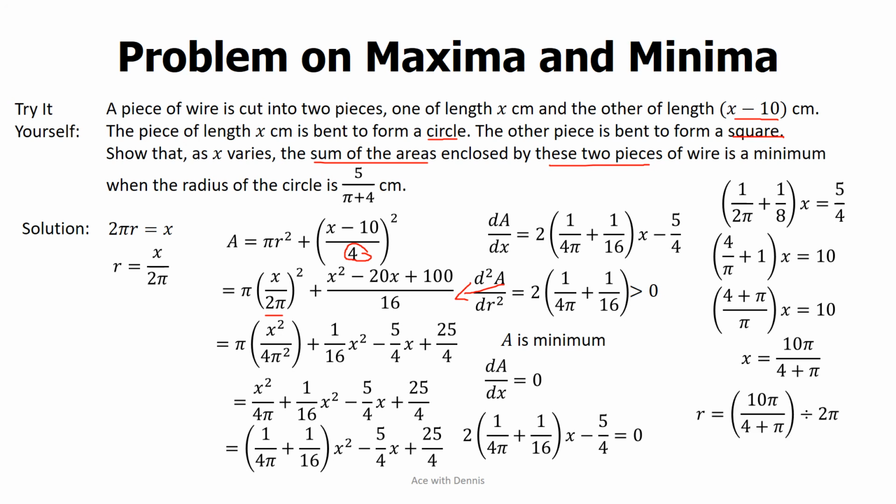So the radius r is 10 pi over 4 plus pi, divided by 2 pi, which we get 5 over pi plus 4.